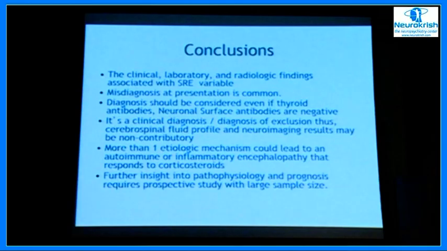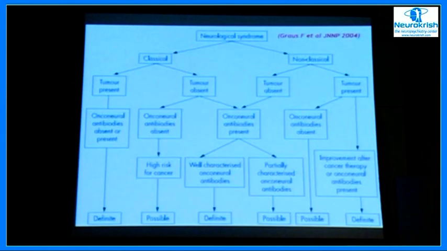Misdiagnosis presentation is common. Diagnosis should be considered even when thyroid antibodies and neuronal surface antibodies are negative. And it's a clinical diagnosis, and a diagnosis of exclusion, thus CSF profile and neuroimaging results could be non-contributive. And more than one etiological mechanism could lead to an autoimmune and inflammatory encephalopathy. And you need further insights into the pathophysiology with a larger sample size.